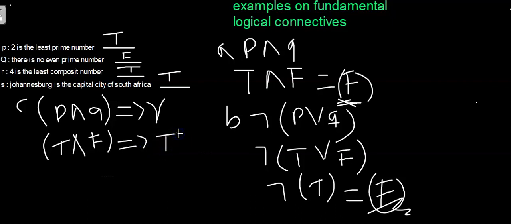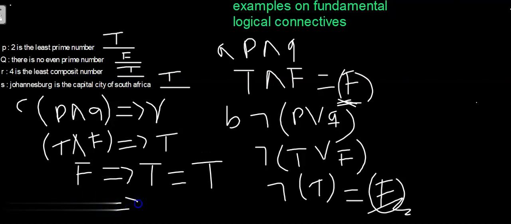So true and false, as you guys know, is always false. So false implies true would be true, because if you are using the implies symbol, the only time it can be false is if there is true implies false. Otherwise, all of them are true. So for that reason, my answer would be true.